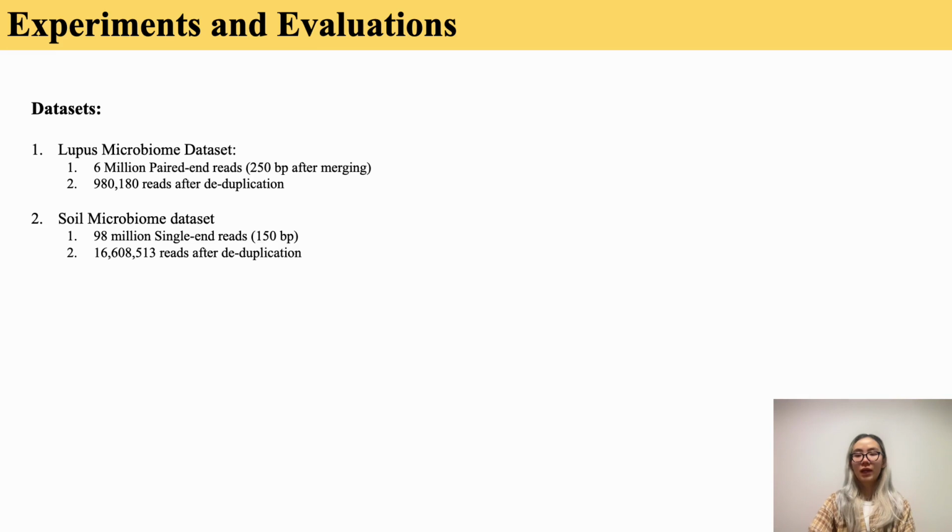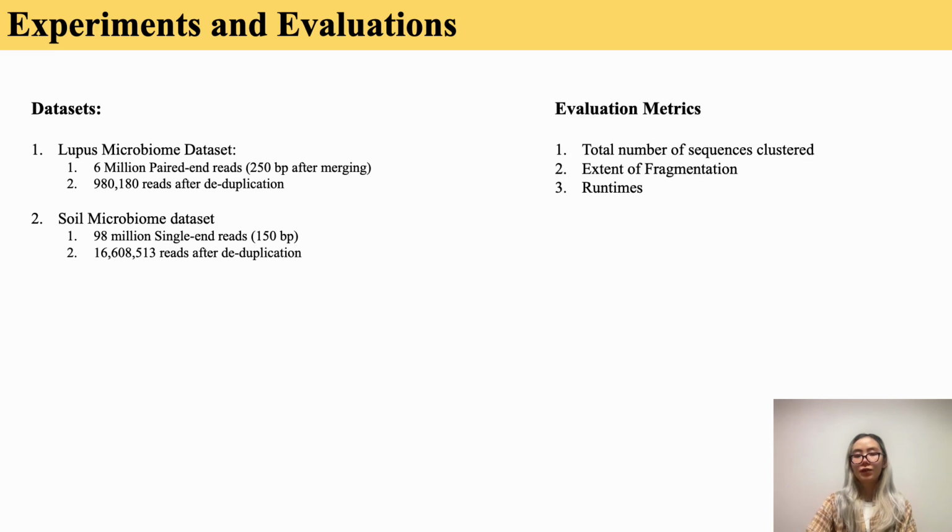To evaluate SCRAPT, we rely on two datasets of different sizes. The first dataset, which we refer to as the lupus microbiome dataset in the remainder of this talk, contains about 6 million reads and resulted in about 900,000 reads after deduplication. The second dataset is a soil microbiome dataset sequenced as a part of the Earth Microbiome Project. This is a deeply sequenced dataset and had about 98 million reads, and this resulted in about 16 million reads after deduplication. To illustrate the benefits of running SCRAPT, we benchmark the total number of sequences that belong to non-singleton clusters across all methods we test, the extent of fragmentation in the clusters and their respective runtime.